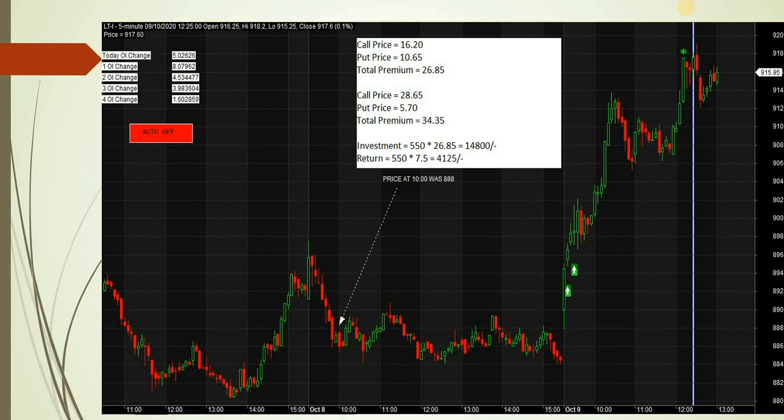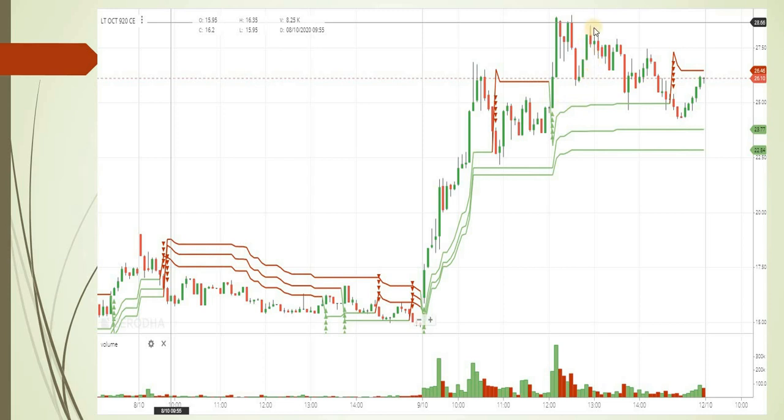The stock made a high of 918 at 12:25. So we'll check all these prices in options. At 12:25, here you can see this gray line. This gray line is basically showing the price of this option at 12:25.